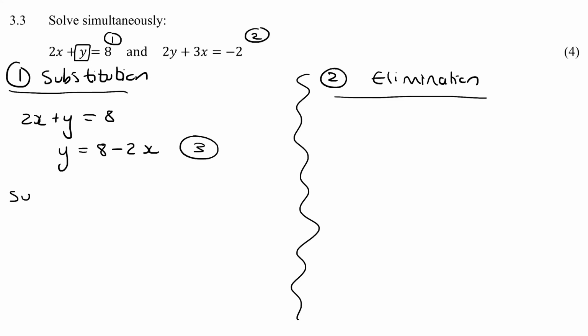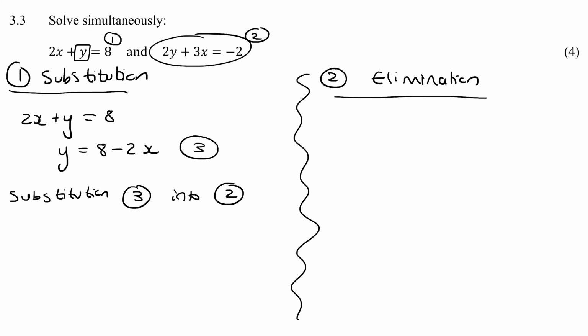I'm then going to substitute, hence we call it the substitution method. We're going to substitute that new equation into the equation that we haven't yet used. We haven't yet used number 2. So what does it mean to substitute? It means to replace. So we're going to replace y with 8 minus 2x, because you see how they are equal.